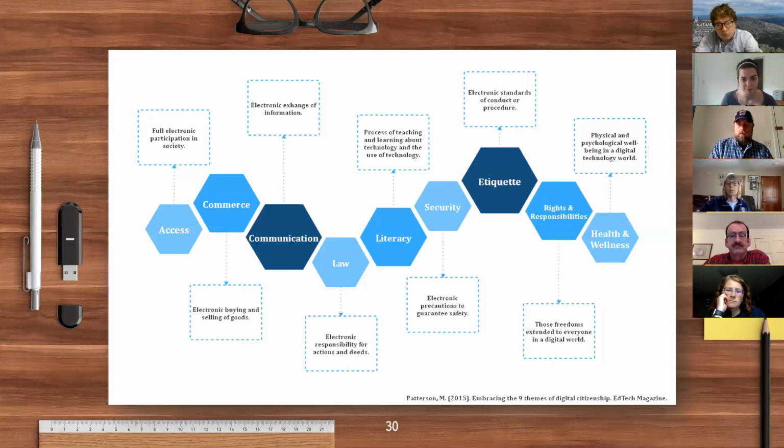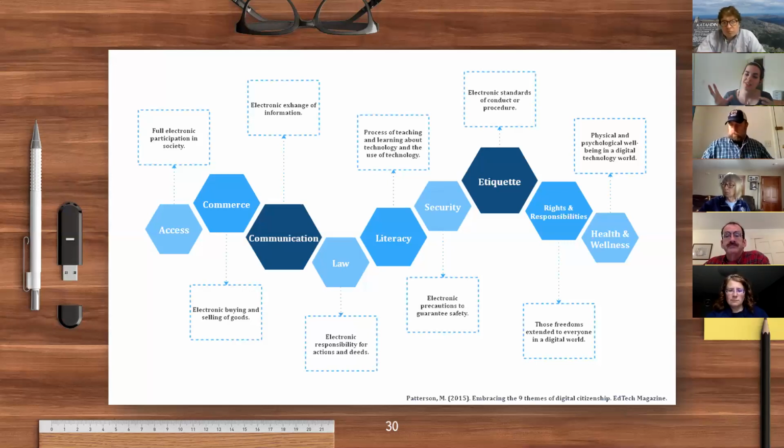Security goes back to that online safety. Are they taking precautions that guarantee their safety? Are they aware of what those precautions are? Do we know how to be secure online before we get on there? Etiquette goes back again to professionalism. Are they engaging in a way that aligns with your student conduct policies?